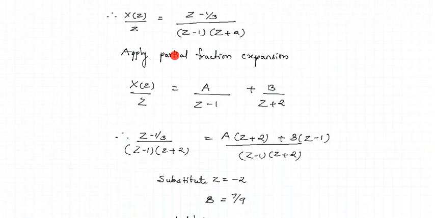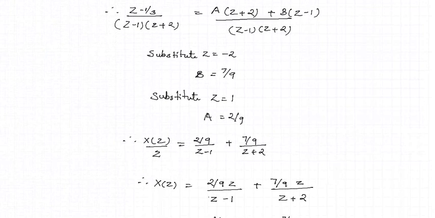So applying the partial fraction, we can express this as A upon (z minus 1) plus B upon (z plus 2). Cross multiplying this, we get the terms as shown. If we put z as minus 2, the A term becomes 0 and we get the B term. If we put z as 1, the B term becomes 0 and we get the value of A. So with this, we have done the calculation as shown here.